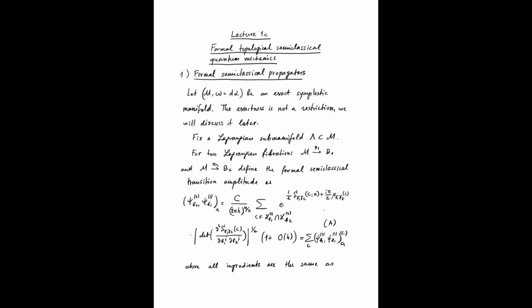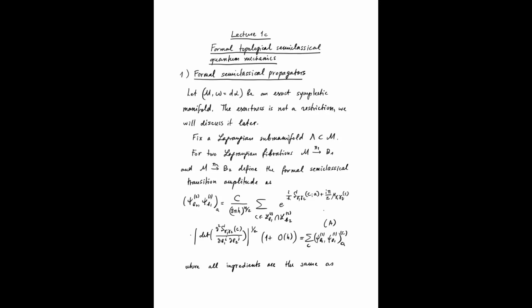Hello everyone, and welcome to lecture 1C. So here we will construct formal topological semi-classical quantum mechanics. So first let's start with formal semi-classical propagators.